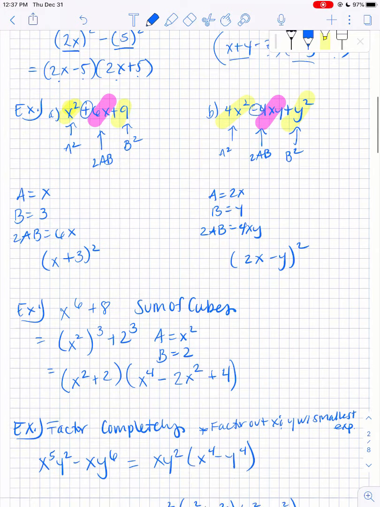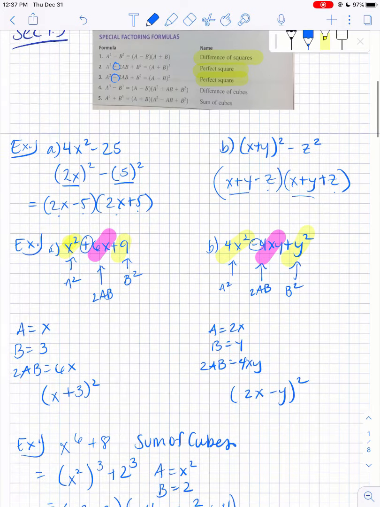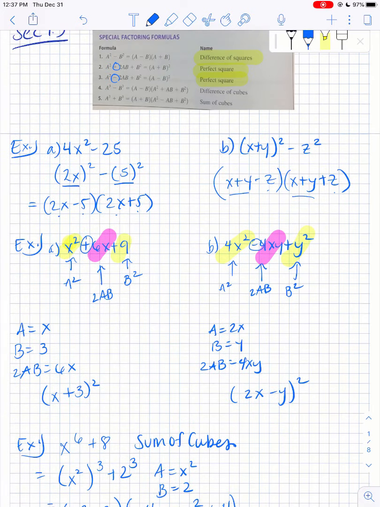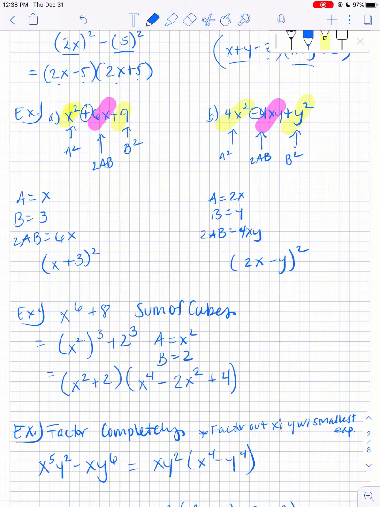Alright, now this example is a sum of cubes. So sum of cubes is a cubed plus b cubed. So x to the sixth you can rewrite as x squared to the third, because we multiply these exponents. So I have x squared to the third plus, and then 8 is 2 cubed. So I have a sum of cubes form here. My a is x squared and my b is 2.